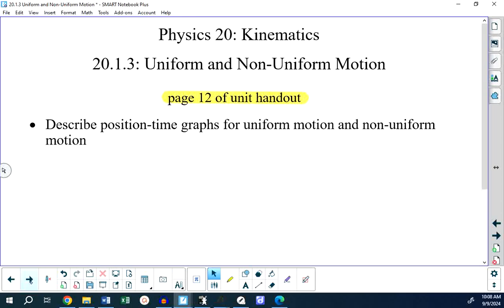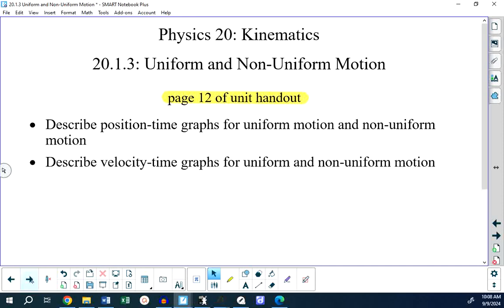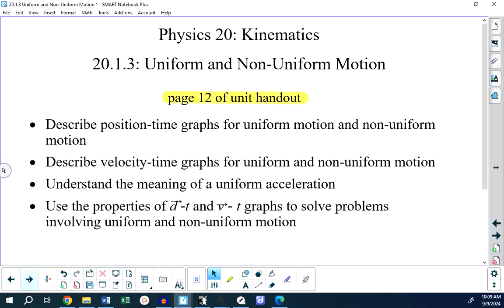Okay. Describe position time graphs for uniform motion, which we already know how to do, and for non-uniform motion. Describe velocity time graphs, which we have not talked about, for both types of motion. And in general, start to bring in the concept of acceleration. Understand the meaning of uniform acceleration. And then this is the big thing at the end, which we're going to be spending a lot of time on: taking data for an object that's accelerating and using it to find the acceleration of the object, which is not a simple one-step process.